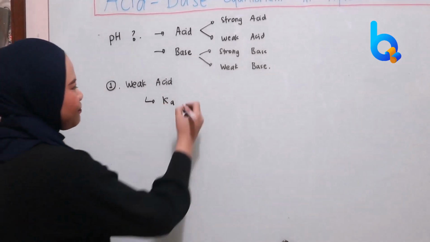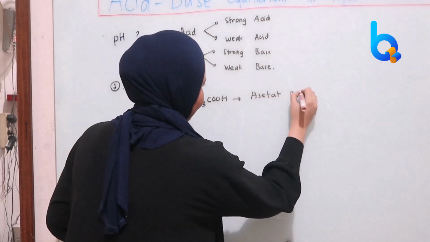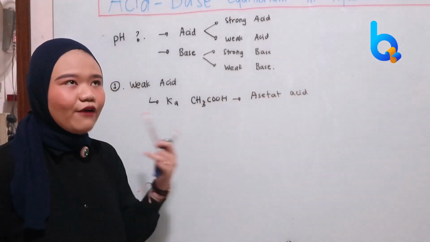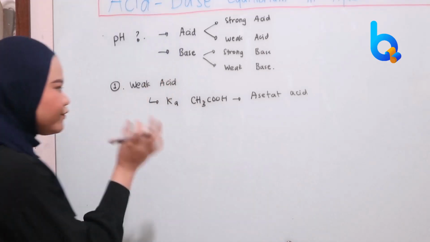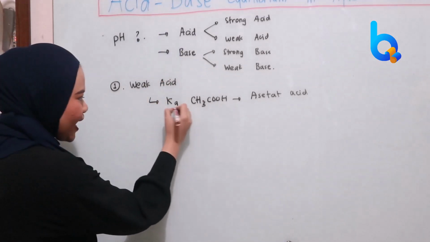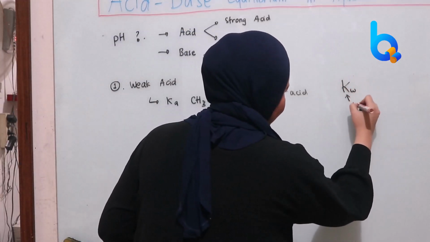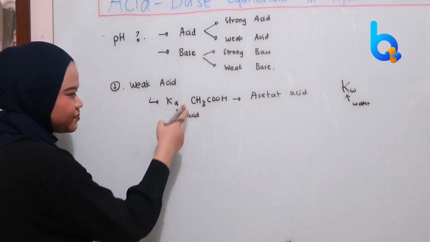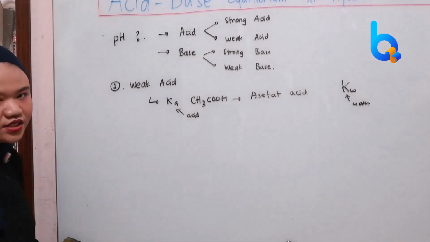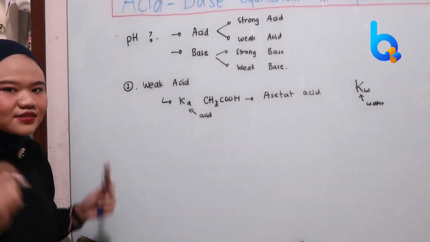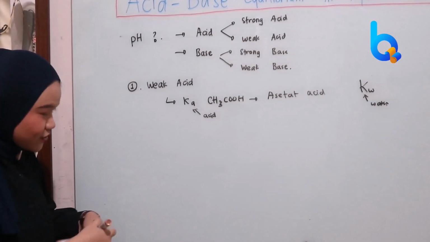I want to make an example, CH3COOH. We call it acetic acid. You don't have to be familiar with acetic acid's physical properties, no. But there is a Ka, where K is really similar to W for water, and a is for acid. A means acid, W means water. So if you have Ka in the question, okay, this is a weak acid. This is the sign. You cannot put the equation like the strong acid. No, you cannot.